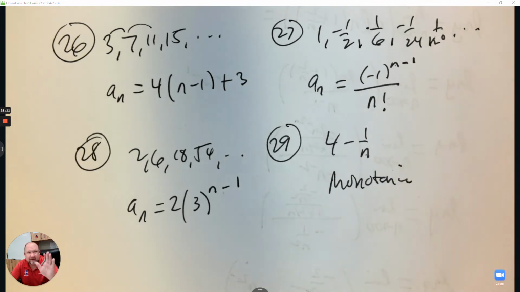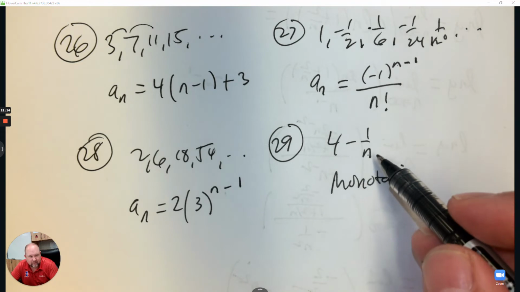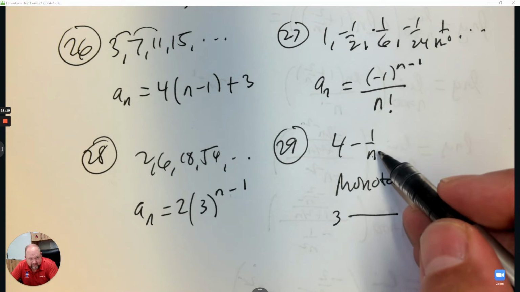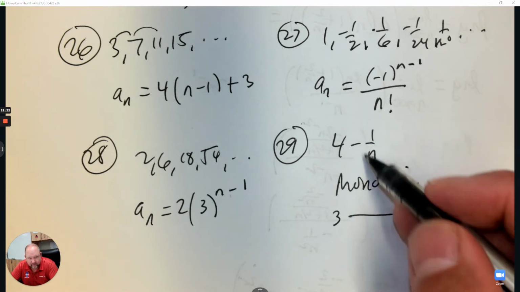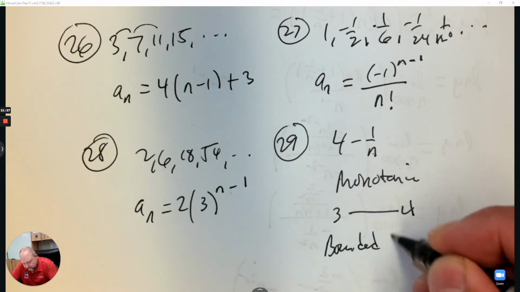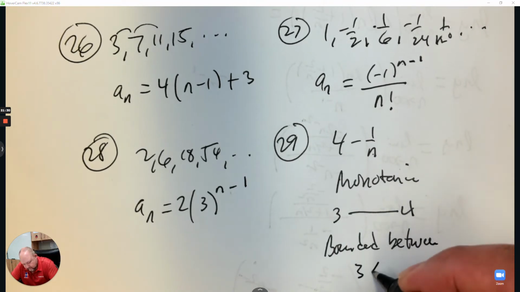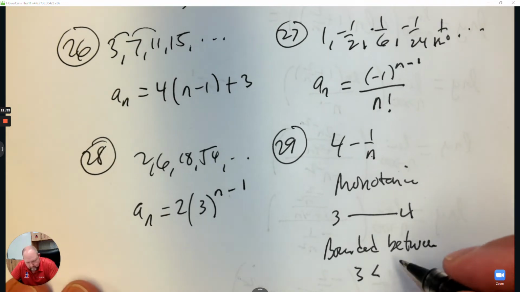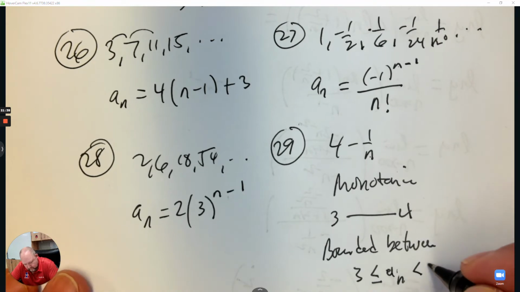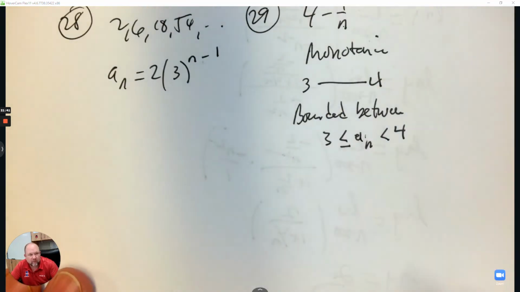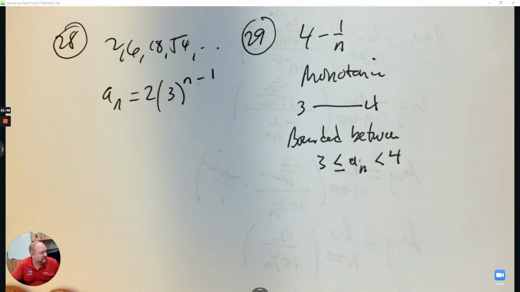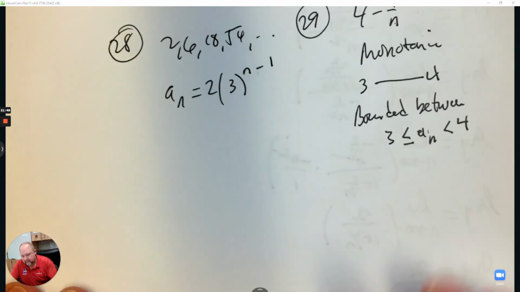There's no turning point. It doesn't increase and then decrease. And in this case, when I plug in 1, the answer is 3. And if I plug in infinity, the bottom is more powerful, it's going to 0. So that means it's bounded between 3 and 4. It approaches 4, it will never equal 4. 29. 30.